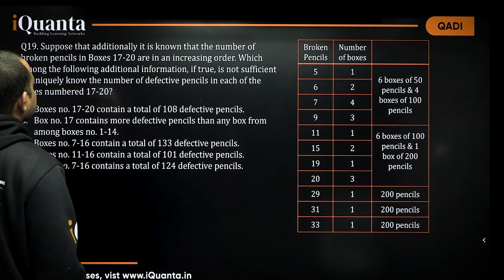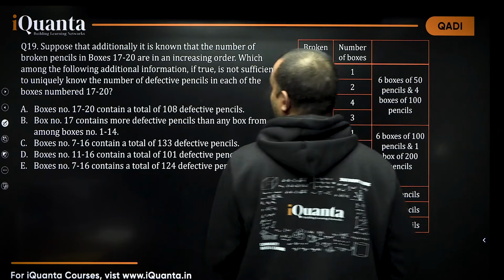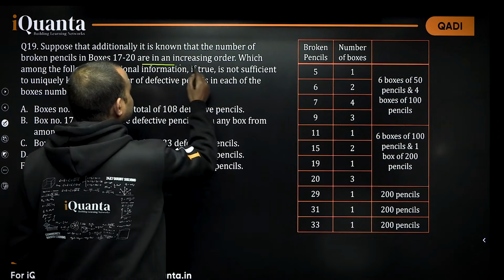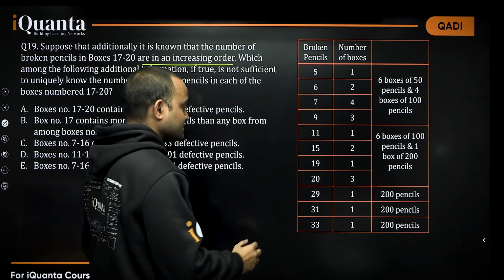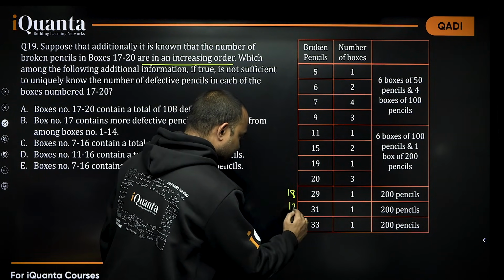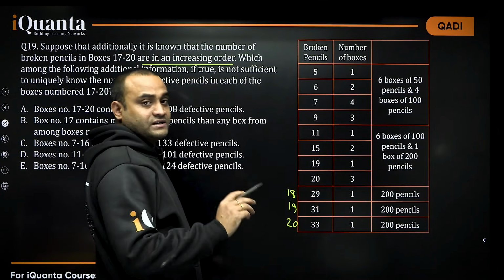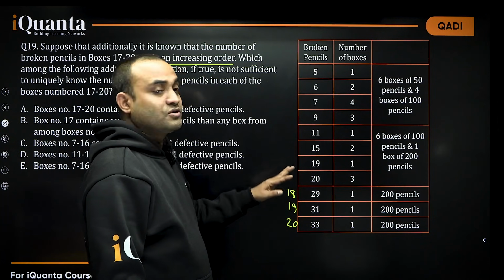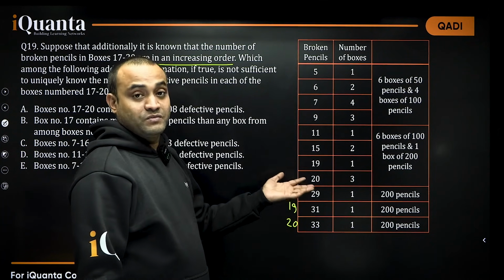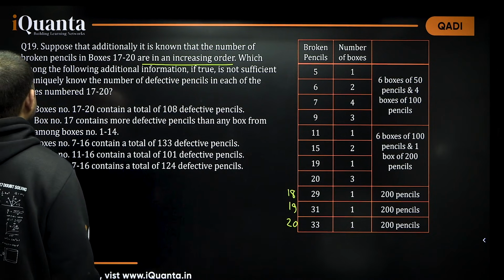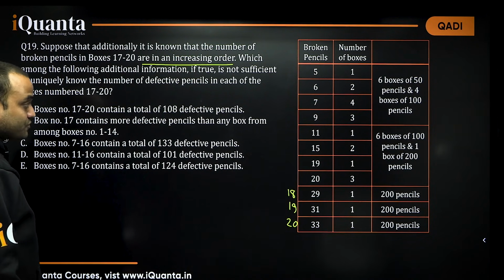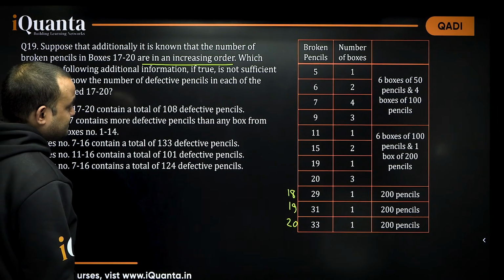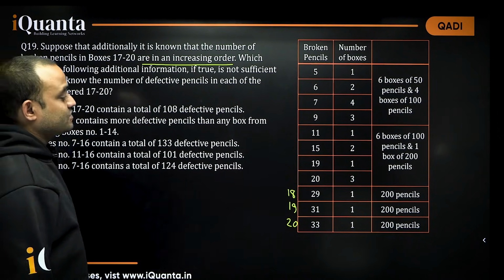Question number 19 says, suppose that additionally it is known that the number of broken pencils in boxes 17 to 20 are in an increasing order. So definitely this is box number 18, this is box number 19, and this is box number 20. That we are for sure. Out of these 1, 2, 3, 4 numbers, 11, 15, 19 or 20, any of these could be in box number 17. Which among the following additional information, if true, is not sufficient to uniquely know the number of defective pencils in each of the boxes numbered 17 to 20?